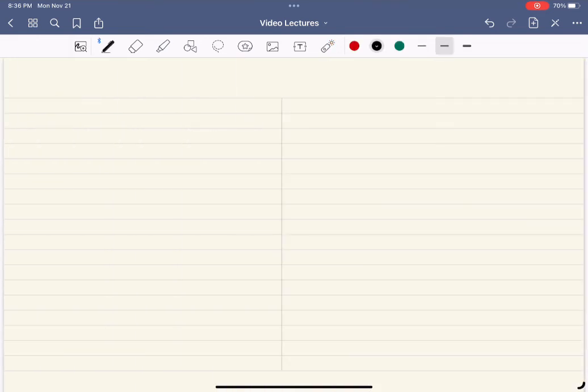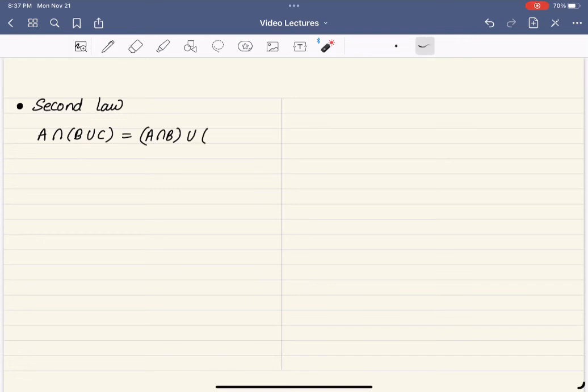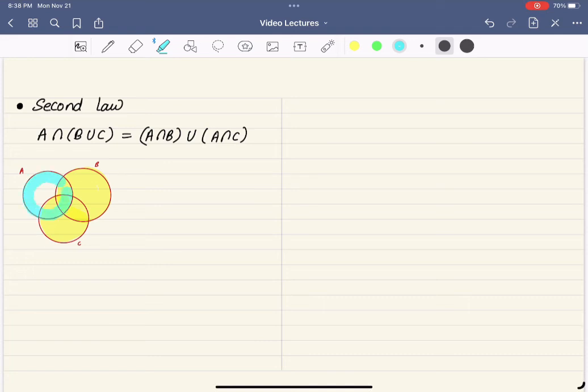Alright, moving on with the next law, the second law. It states that A intersection B union C is equal to A intersection B union A intersection C. Now to see this, consider the following Venn diagram. For the left hand side, consider B union C first, which is given by this area right here. Now take its intersection with A. What you get is this green area.